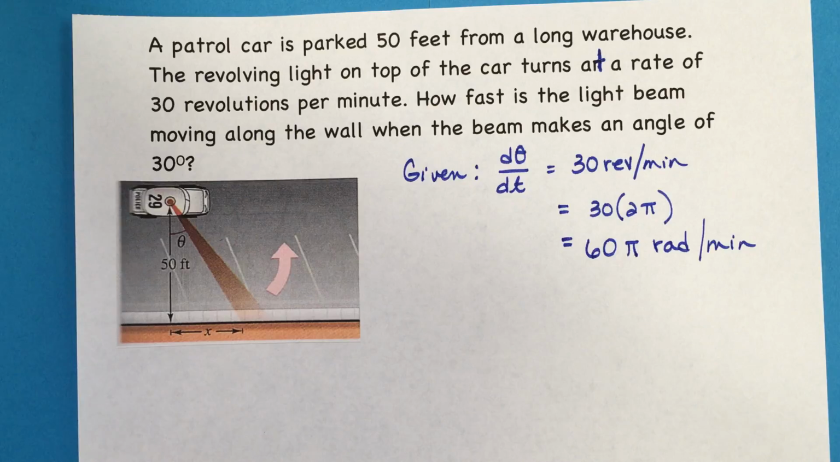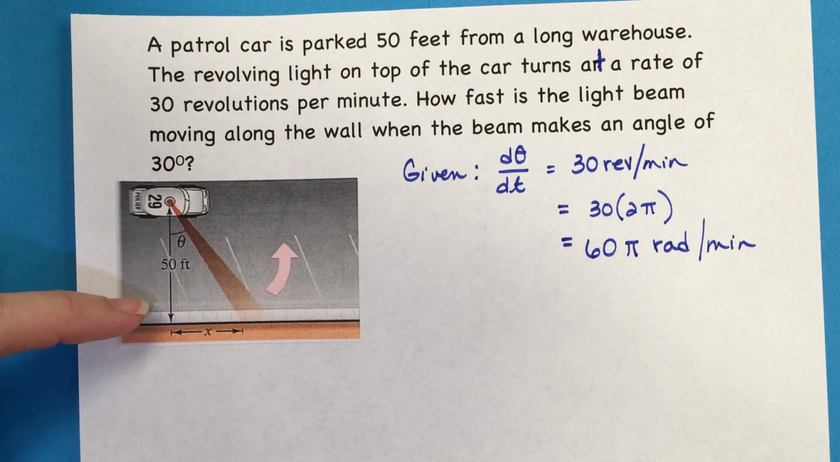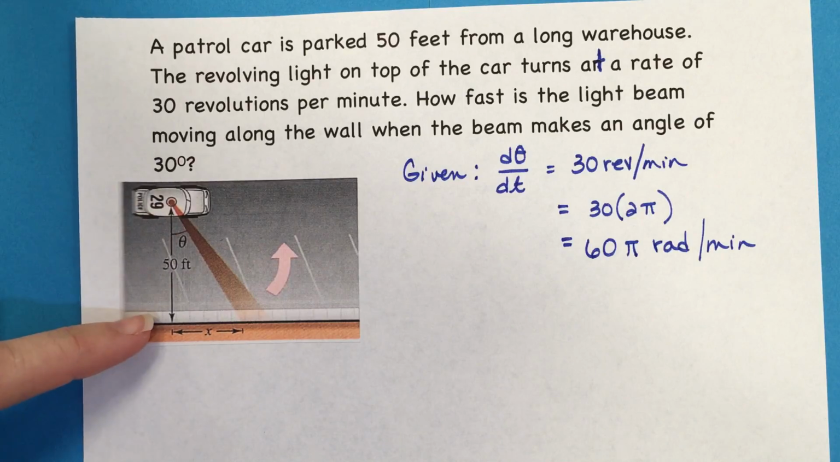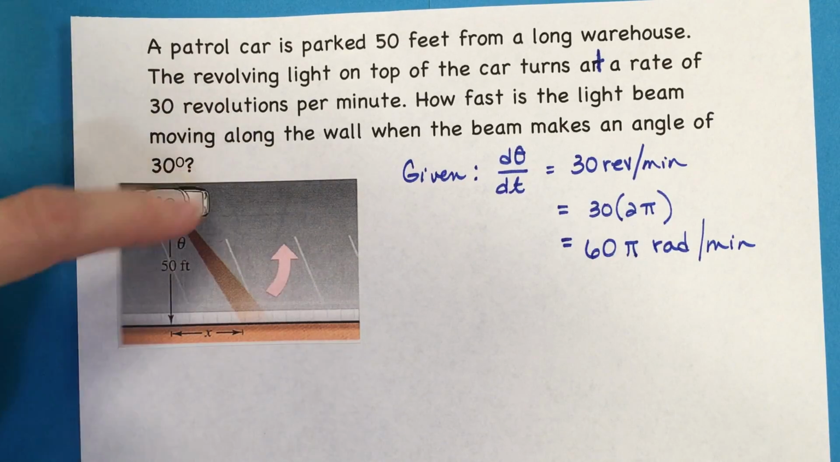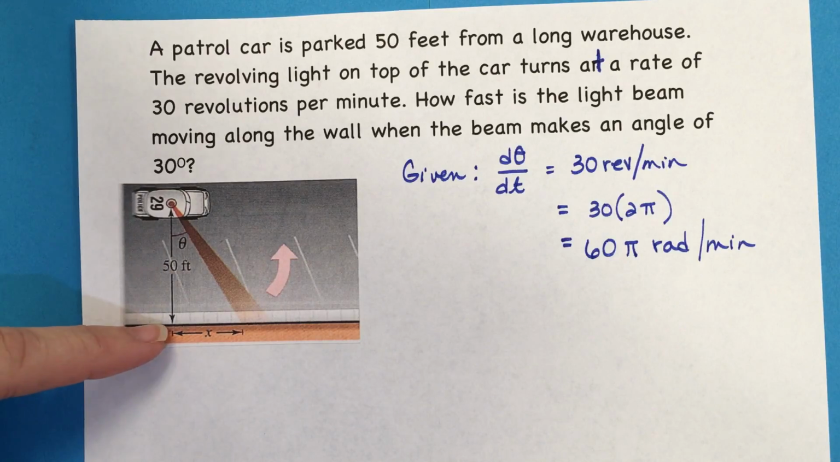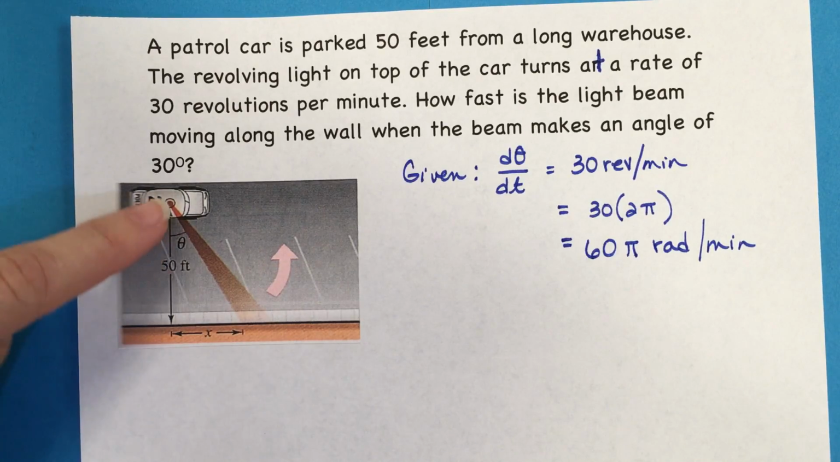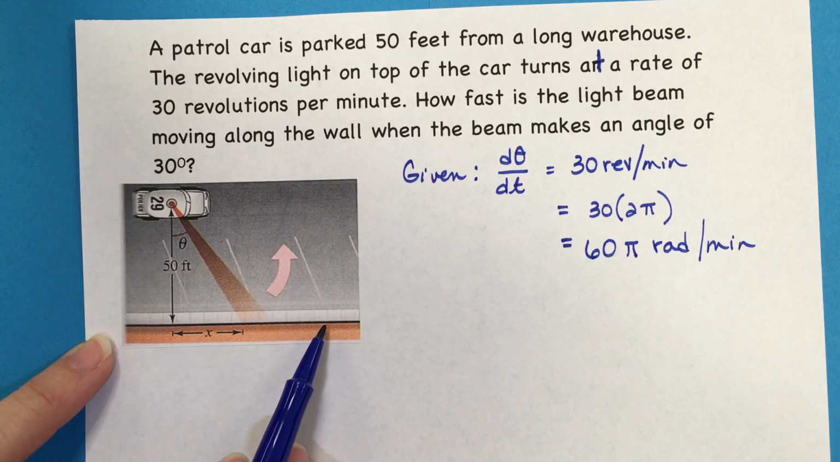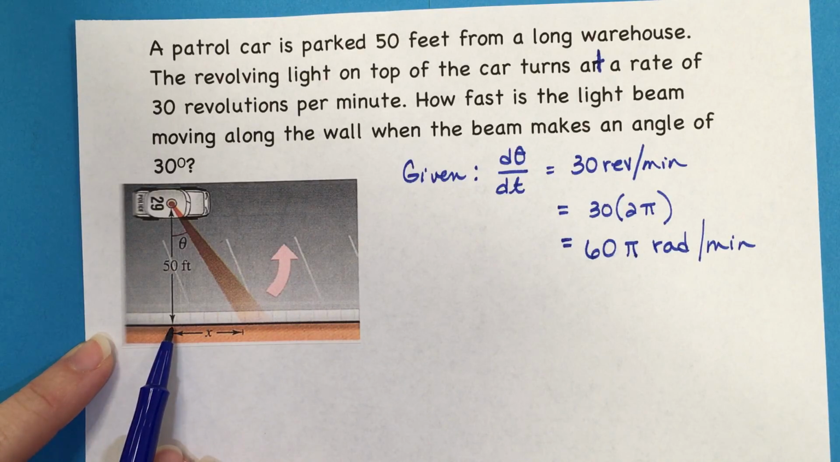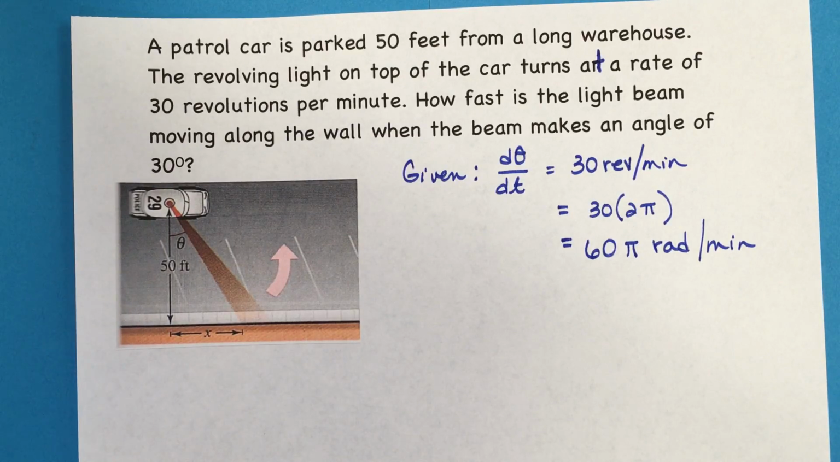Of course, the 50 is actually already on the picture. But again, this is a number that is not going to change. As this light beam goes around, the angle changes, and the light moves down the wall. In a few minutes, this light will end up shining way down here. But the distance from the wall to the car is not going to change. So we're going to end up putting the 50 in as we set up our equation.